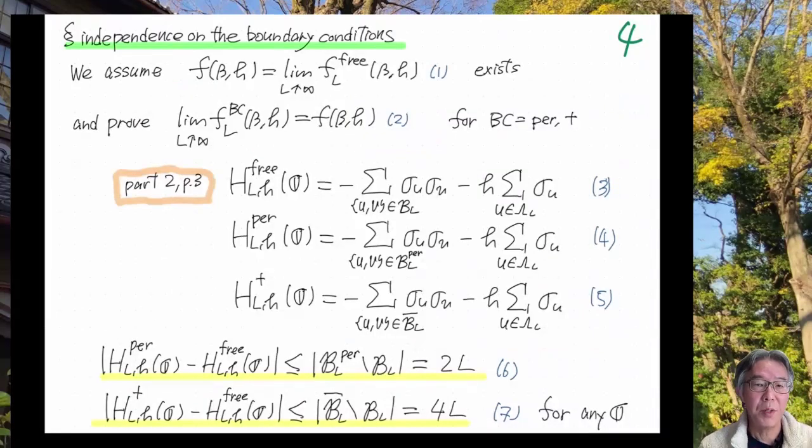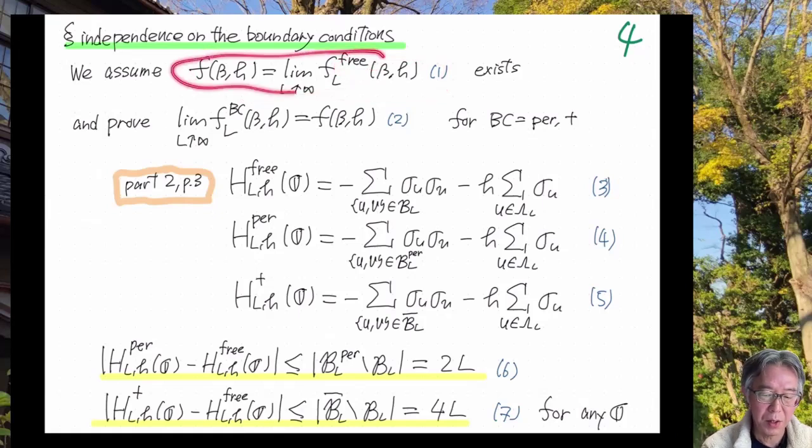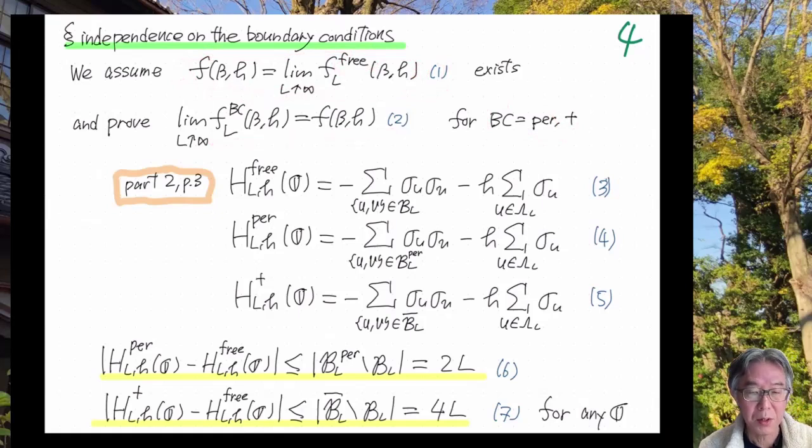Okay, so as I promised, next I'm going to prove the independence of the boundary condition. Again, we assume that this limit exists. So now this is the infinite volume limit for the free boundary condition. Let's assume that this exists. Of course, we are going to prove this later, but for the moment, we assume this. And then we are going to prove that for periodic and the plus boundary condition, this limit is exactly equal to this. That is what we are going to prove.